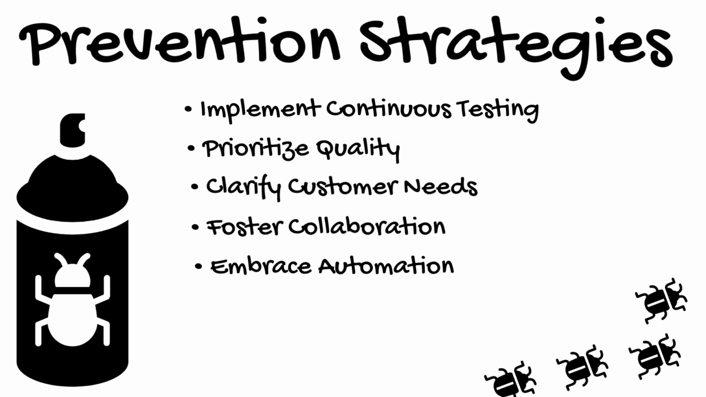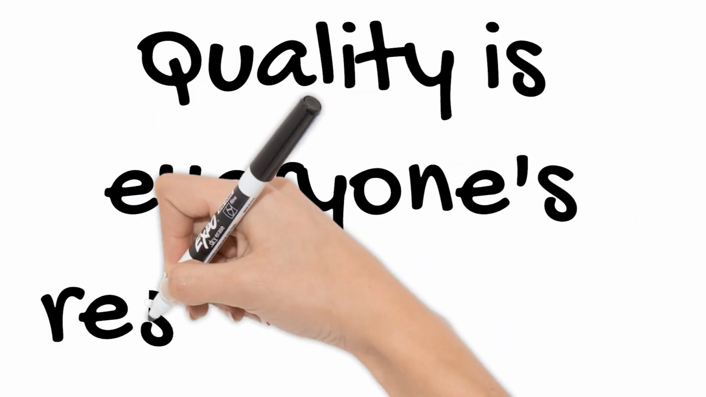Encourage collaboration and communication among team members to proactively identify and address potential defects. Leverage automation tools and techniques to streamline testing and reduce the risk of human error. By implementing these strategies, Agile teams can reduce the likelihood of defects escaping and deliver higher quality products and services to their customers. Remember, quality is everyone's responsibility in Lean-Agile organizations.